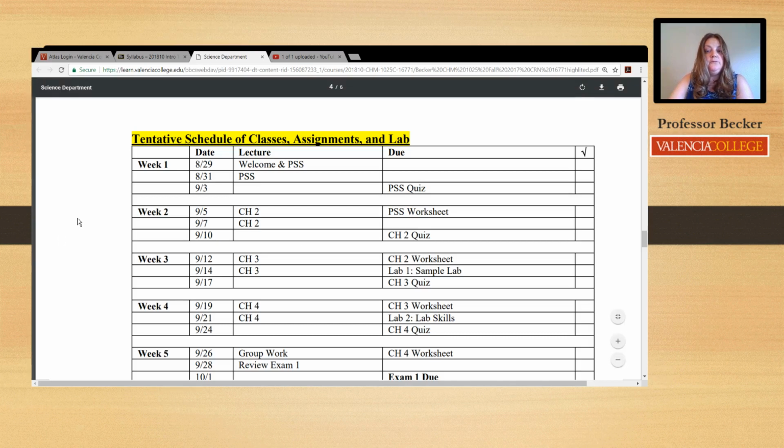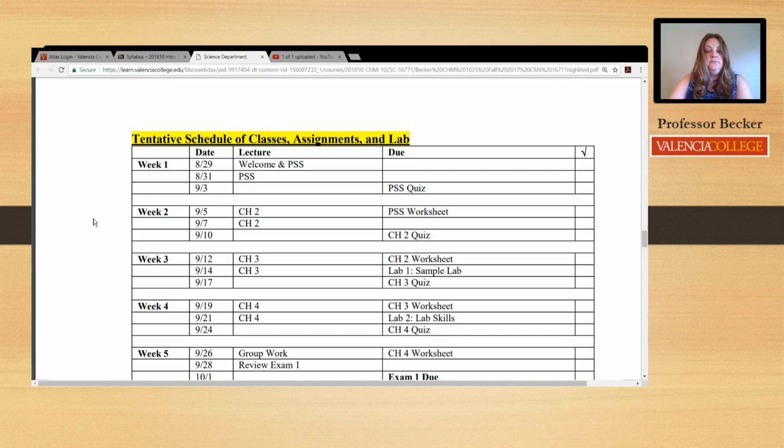Let's go down to week 2. On September 5th, we're going to be lecturing about chapter 2, and your PSS worksheets are due. The worksheets are due at the beginning of class. I will leave out a folder and you will hand in the worksheets. I don't want you working out the worksheets during class, so please hand them in at the beginning of class.